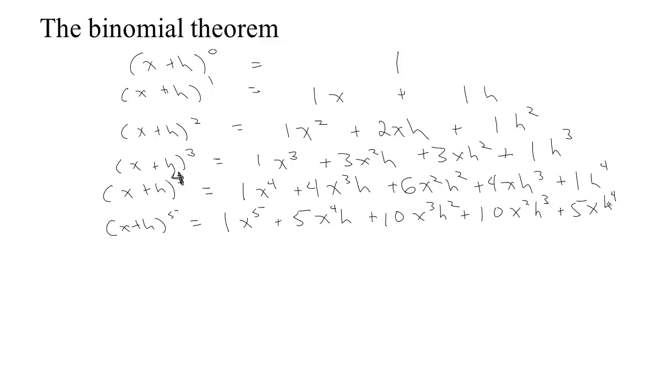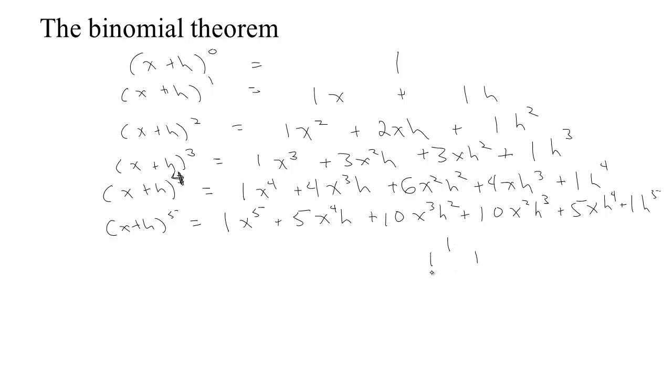x h to the fourth, and 1 plus none is going to be 1 h to the fifth. So you may recognize this pattern in the coefficients. It is called Pascal's triangle.